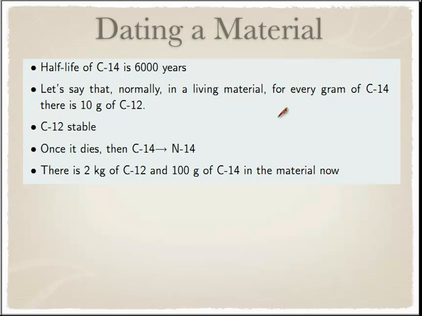Let's say it's 1 to 10. So for every gram of carbon-14, there's 10 grams of carbon-12. This is actually way more. It's a much smaller fraction, but the method is exactly the same. Carbon-12 is stable, so it stays the same for the whole time.